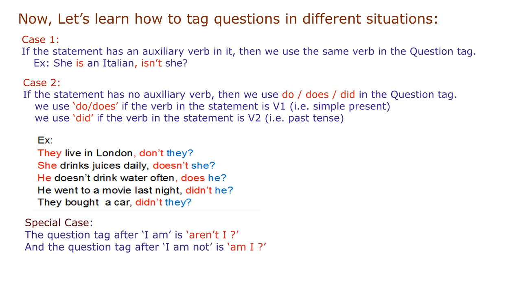Friends, please remember the special case. The question tag after I am is aren't I? And the question tag after I am not is am I? Example, I am writing, aren't I? I am not writing, am I?